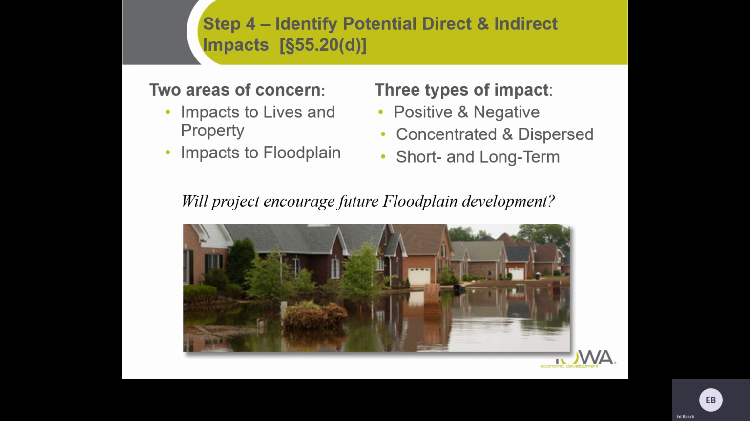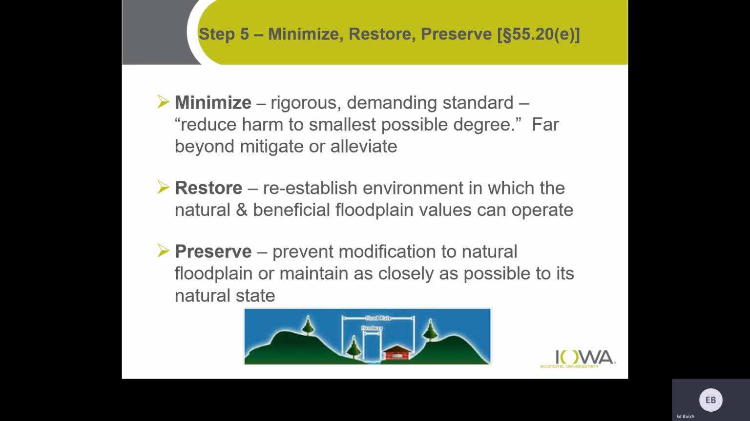An example of long term would be, as the caption there indicates, would the project encourage future floodplain development? I think a clear example of that would be if you were running sewer and water lines through a floodplain that would lead to development of that floodplain further down the road. That would be considered a negative impact. All right.